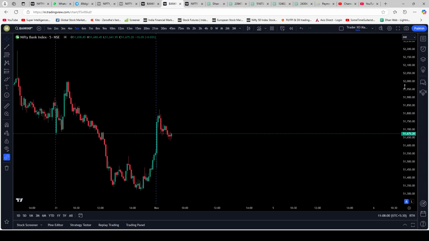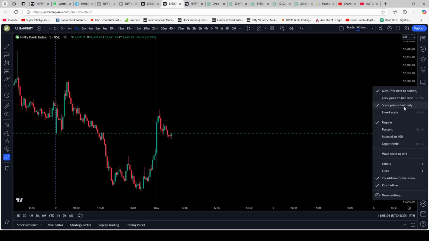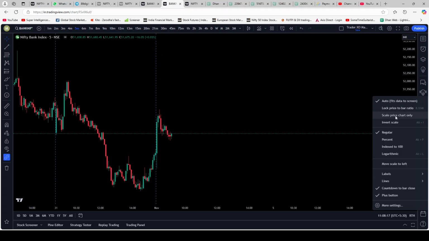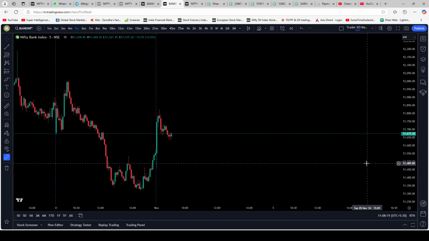In all my videos, you need to make sure that where these numbers come on the right hand side, "scale price chart only" is always ticked. In all my videos, this needs to be ticked for the setups to work properly. Just make sure this is always ticked. With that, we'll get into the indicators now. The beauty is, in these indicators I'm not going to make a single change. I will use the indicators exactly how they come.